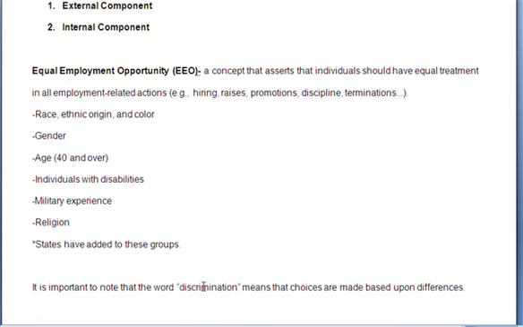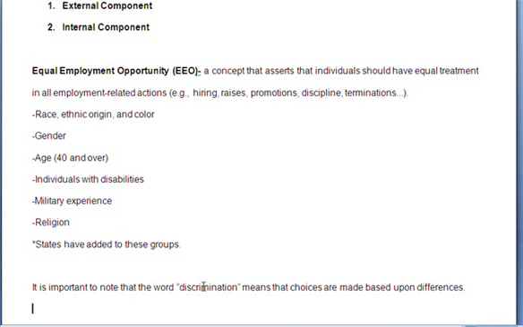Important to note here that the word discrimination means that choices are made based upon differences. The word discrimination itself simply means to make choices based on differences. So when you hire someone to be a chef and you hire based on their ability to cook, you have actually discriminated. You have discriminated based on their cooking ability. That in and of itself is okay.